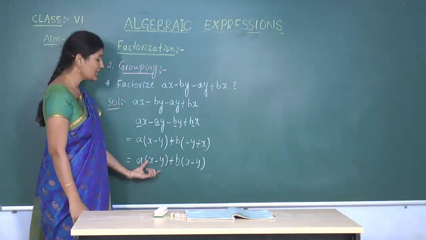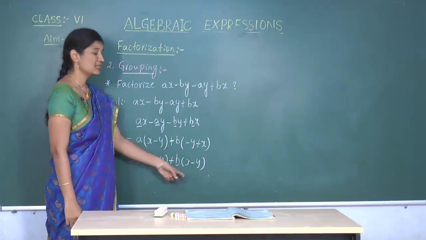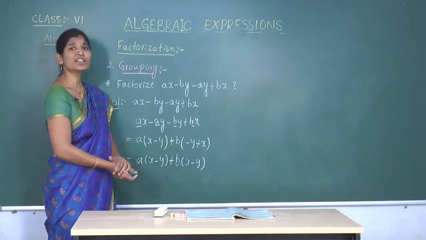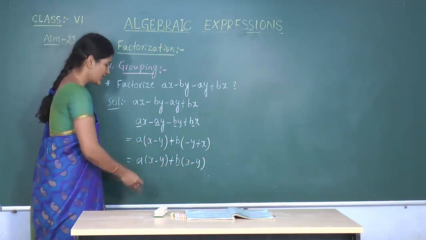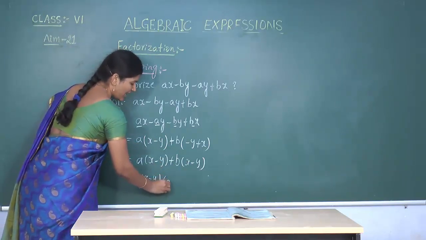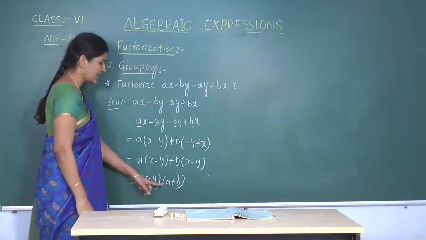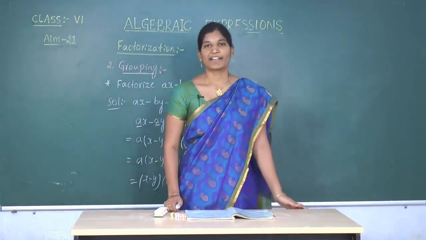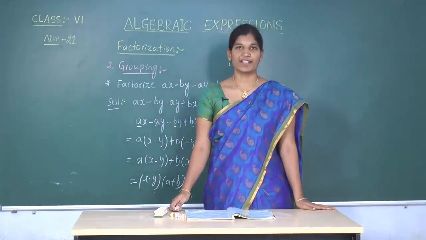Why? Because both the terms have the same factor. If both terms have the same factor, I mean that is the common factor. We can take out this common factor here. That is, if you take out the X minus Y, the remaining is here A and here B. In this way, we can factorize the algebraic expression.